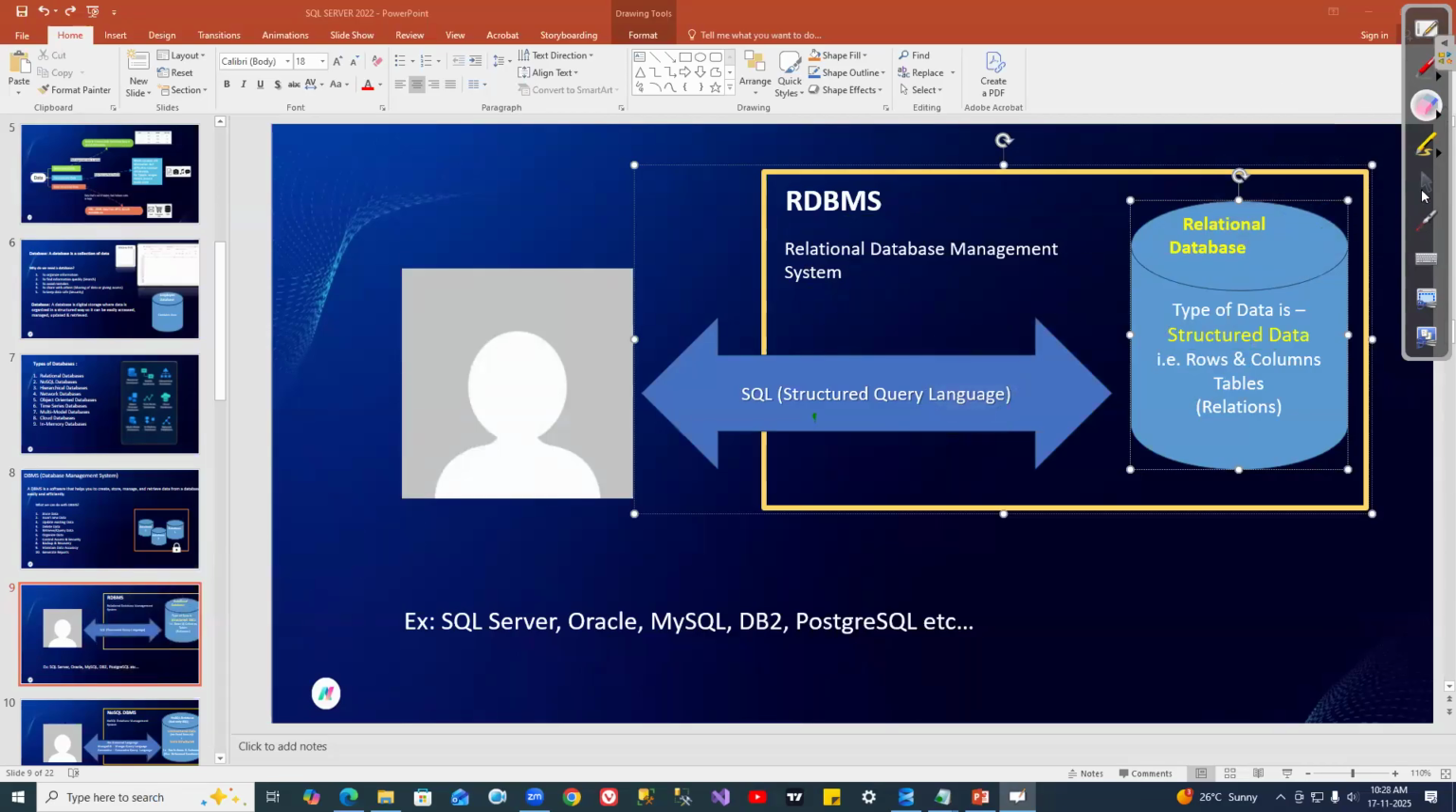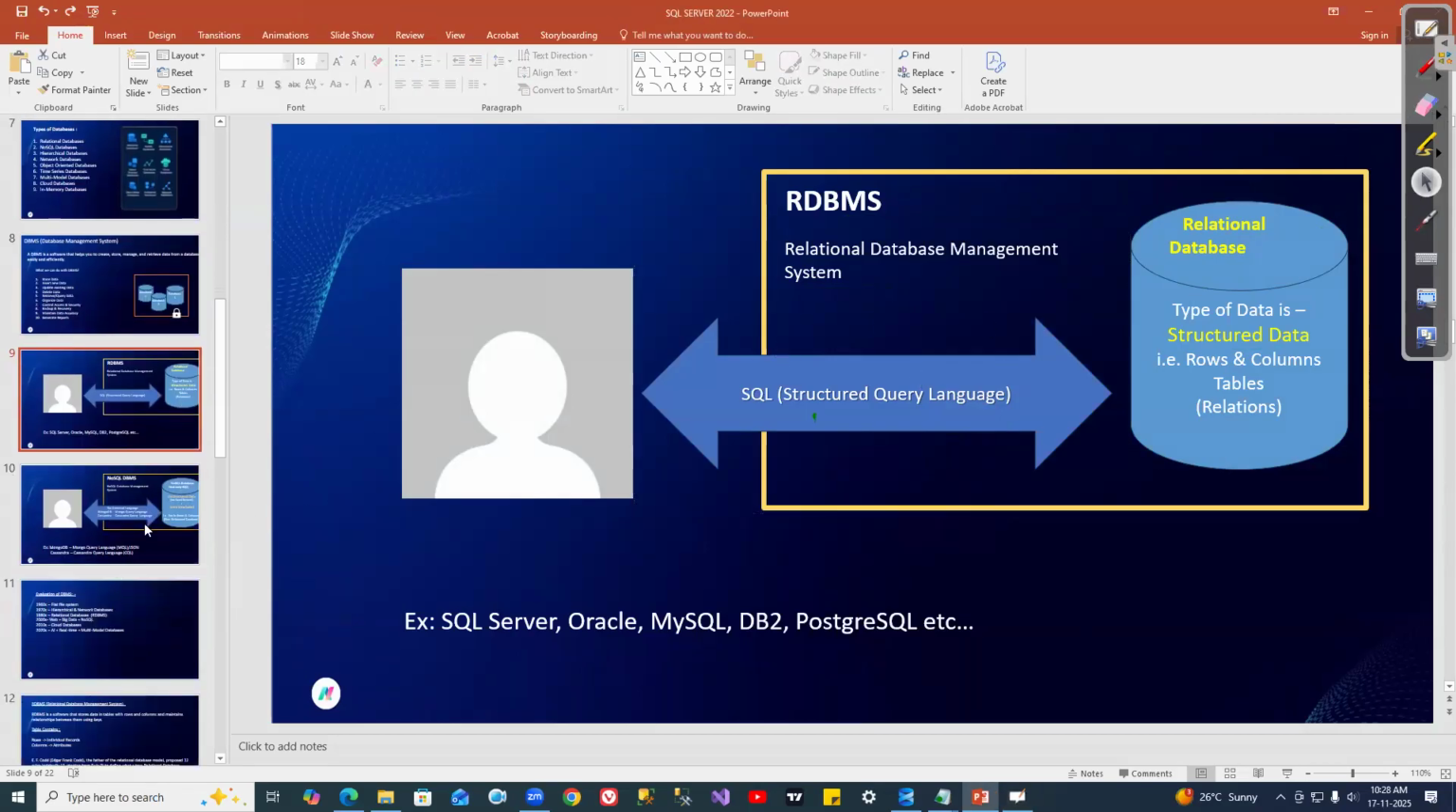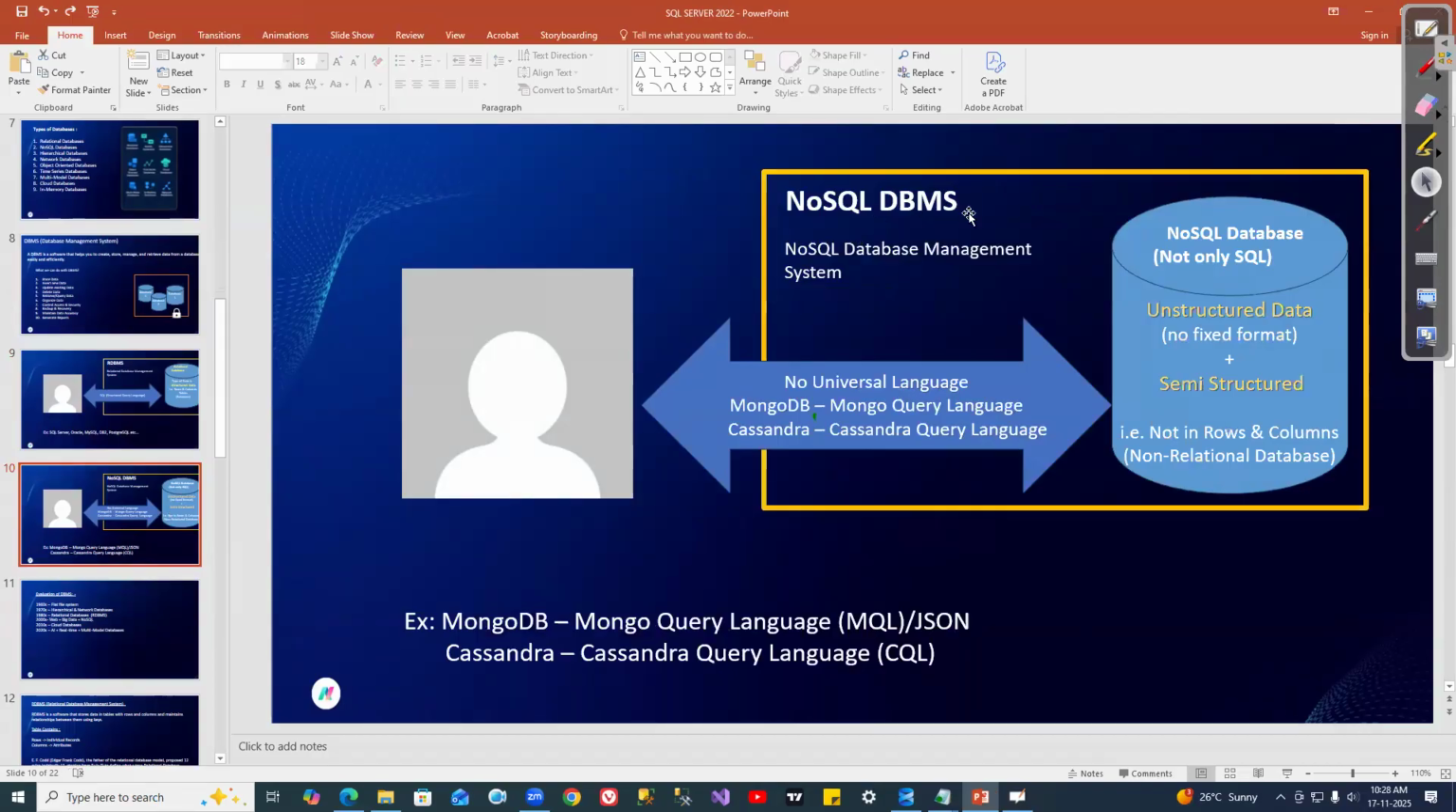Okay, now the next one is NoSQL database management system. In the earlier one, RDBMS, the database contains structured data, but in NoSQL databases we maintain unstructured data, that means no fixed format, and semi-structured data, that means not in rows and columns.